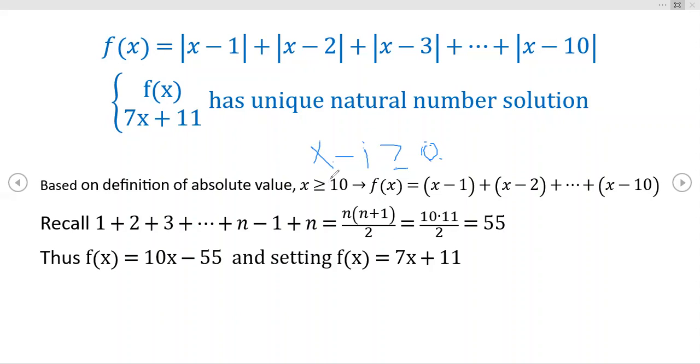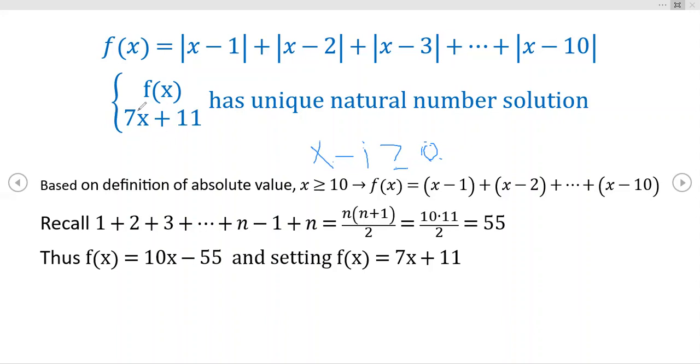So we did make this assumption that x is greater than or equal to 10. X minus i greater than or equal to 0 implies that f of x now just equals this straightforward linear expression. The absolute value bars got removed. Now, this handy little formula for summing up the first n integers ends up giving us 55 for the sum of 1 through 10. 1, 2, all the way up through 10 add up to 55 based on this result right here, the triangular number result.